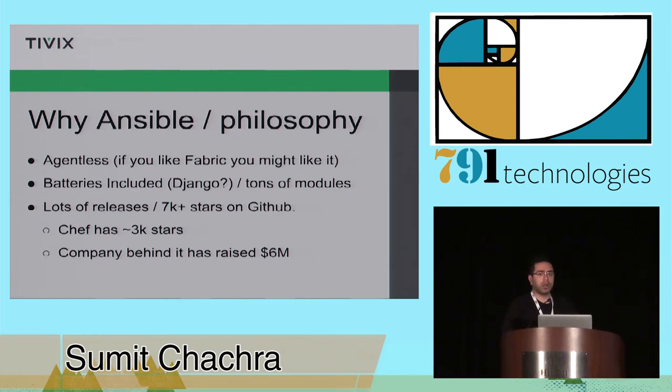So why Ansible? We really like the philosophy behind it. It's agentless. So if you like Fabric, you might like it. Batteries included, tons of modules, so you don't have to scour GitHub to find the right module you need, et cetera. They have a list of approved ones. You can write your own, obviously. Lots of releases, 7,000 followers on GitHub. That's my unscientific way of finding out what's good or not. Chef has 3,000 by comparison. The company behind Ansible has raised $6 million, so it's only going to get better and better over time.